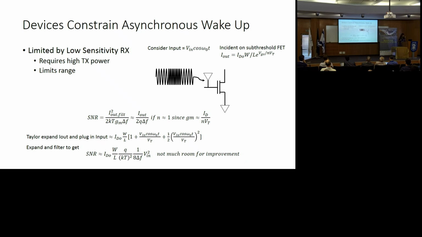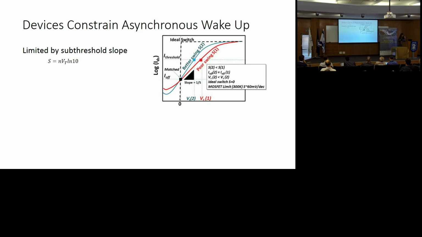So now what happens if I change the device? I'm claiming that I'm limited by the subthreshold slope. So let's say I can change the subthreshold slope. I can send it to 0 and make it something closer to an ideal switch. If I can do that, I can rewrite my SNR in terms of the subthreshold slope.